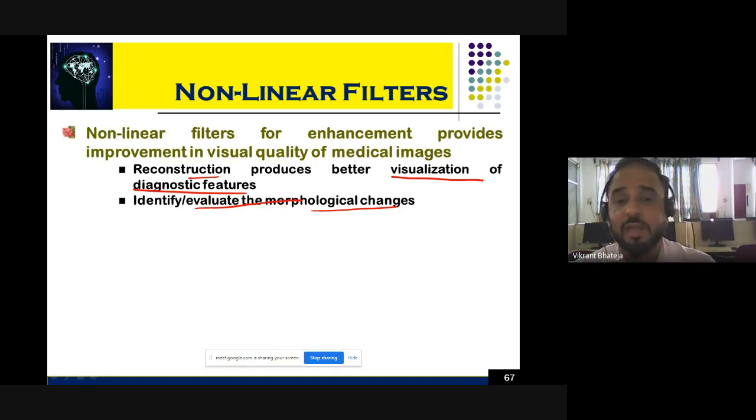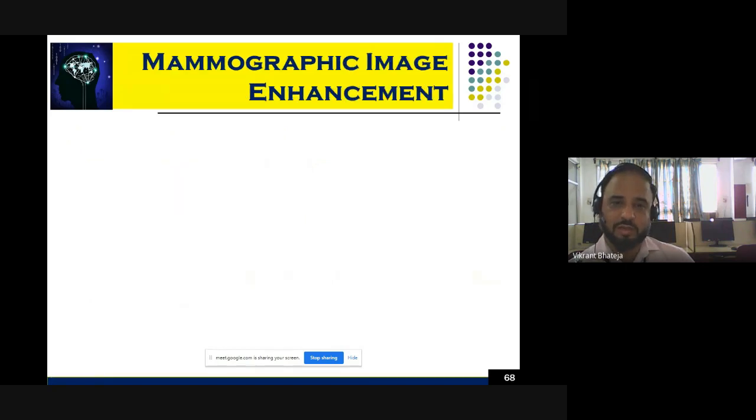Certainly I need to check what the change in the shape of the tumors or the diagnostic features is. If my enhancement technique is somehow helping me to identify and evaluate the changes in the morphology of the tumor, certainly I can very easily predict the growth rate of that tumor or predict the stage change of that tumor, whether that tumor was initially in stage 1 and maybe now after 2 months it has come to stage 2. So this identification of change in morphology could be very much provided with the help of these non-linear filters.